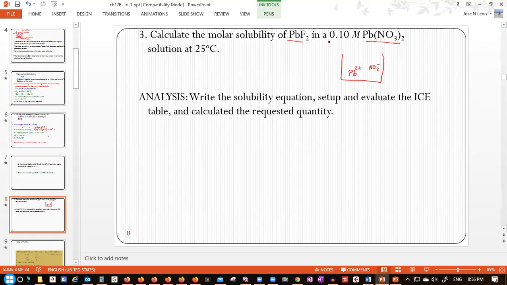And on top of that, you are going to add your insoluble salt. This one is insoluble. It says calculate the molar solubility. We find molar solubility only for insoluble salts. You don't want to spend time trying to find the molar solubility of sodium chloride. Why not? Sodium chloride is completely soluble.